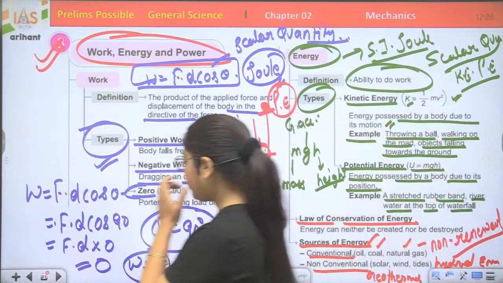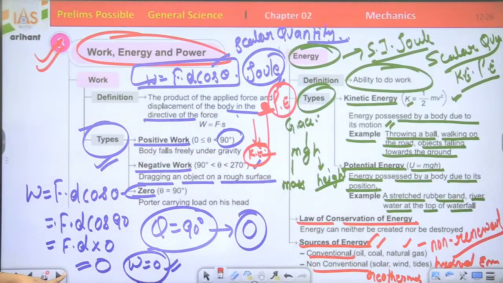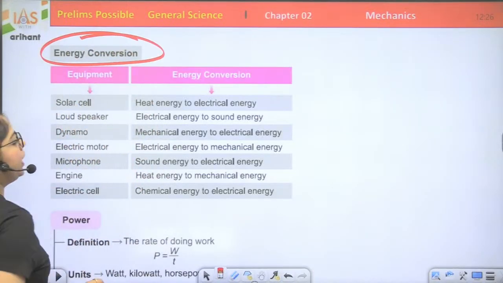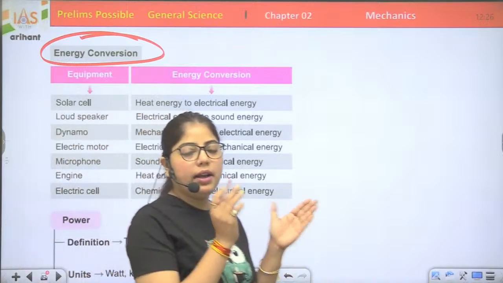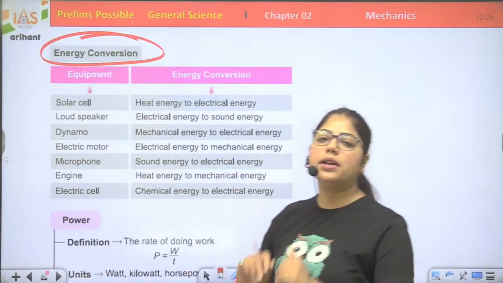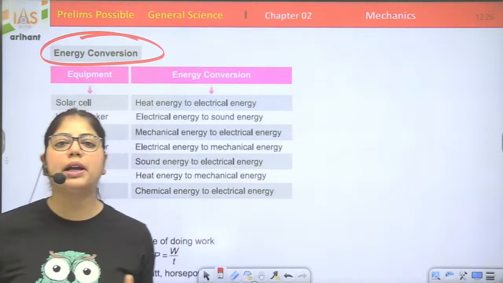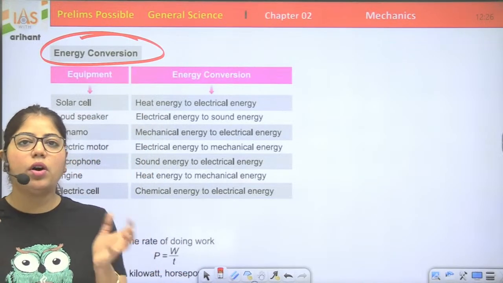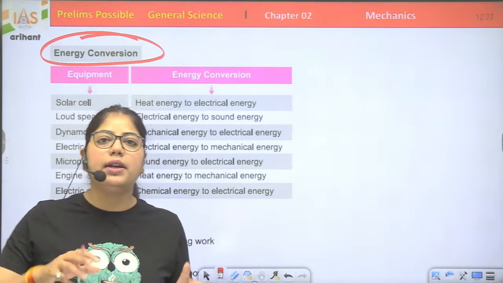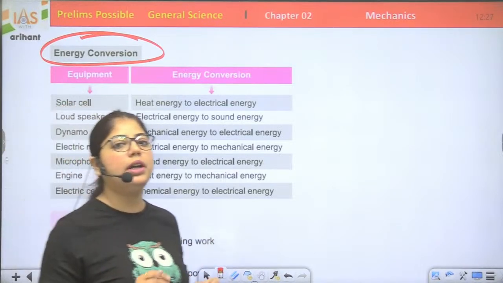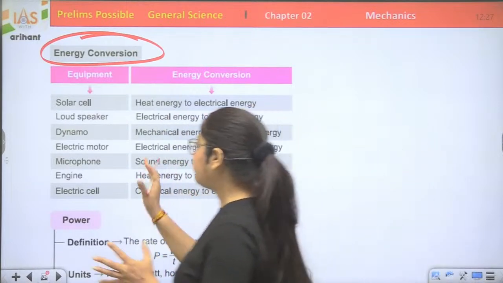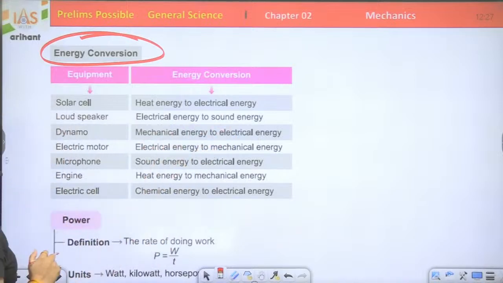Clear? Now comes the second point, energy conversion. How can we convert any energy into another energy form? Like we convert chemical energy into mechanical energy, electric energy into chemical energy, or mechanical energy, electrical energy into sound energy. We have instruments or equipment to convert all these energies into another form.